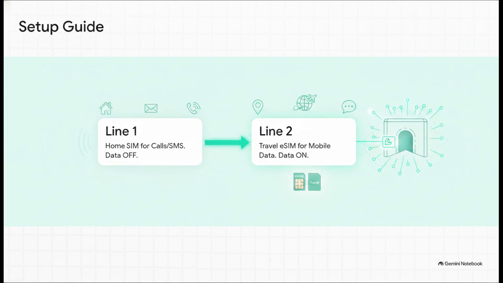First, you leave your home physical SIM active, but you explicitly turn its data roaming off, setting it to handle only calls and SMS. Then, you set your new travel eSIM as line 2, providing all your mobile data, and turn its data roaming on. Your phone's operating system is incredibly smart. It'll intelligently route your traffic, so WhatsApp and your maps use the cheap travel data, while your crucial bank texts still arrive perfectly on your home line.